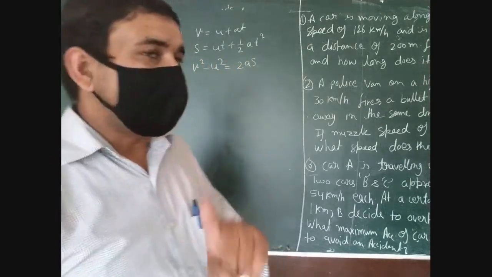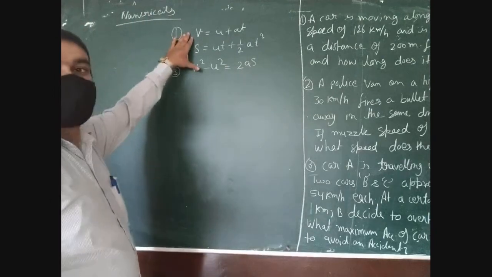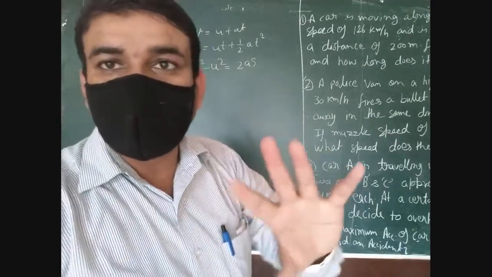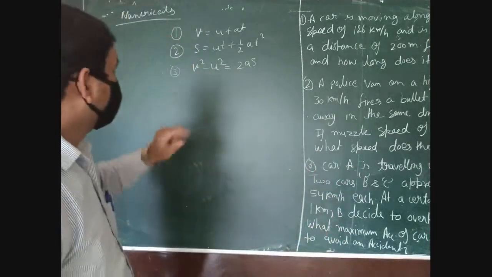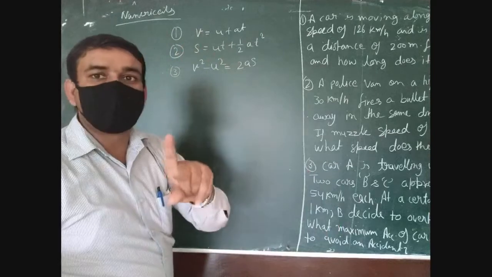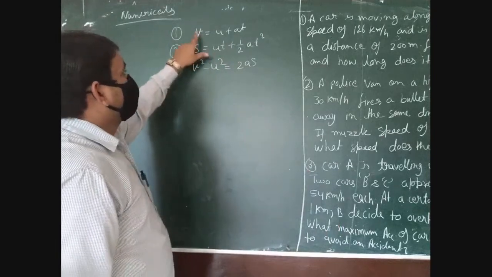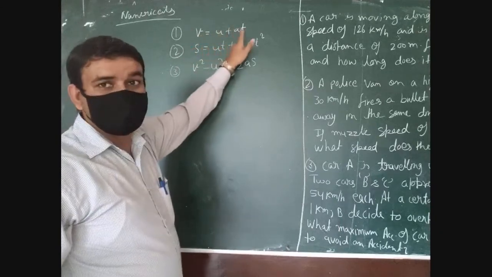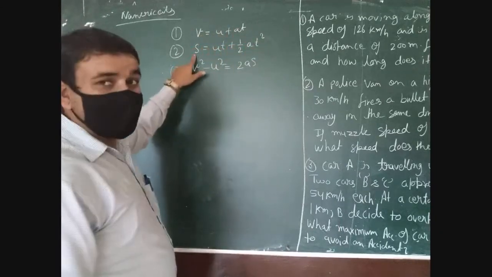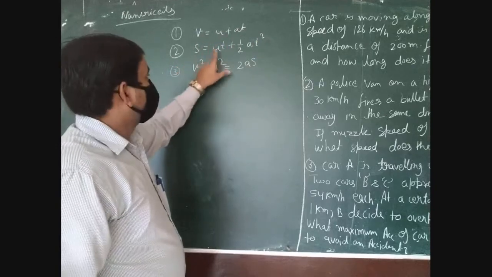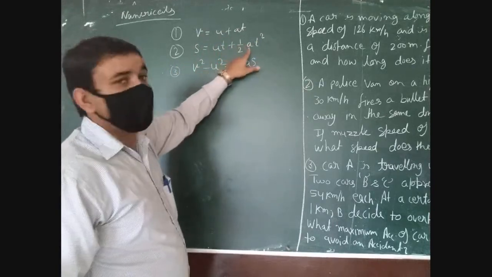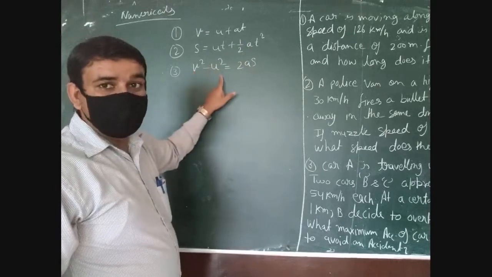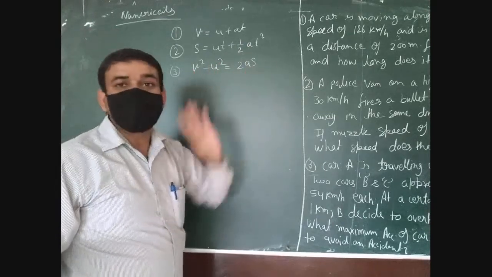The equations of motion are basically based on 5 variables, and you will find that in each equation there are only 4 variables. In the first, initial velocity, final velocity, acceleration and time. In the second equation, displacement, initial velocity, time and acceleration. And in the third equation, initial and final velocity, acceleration and displacement.